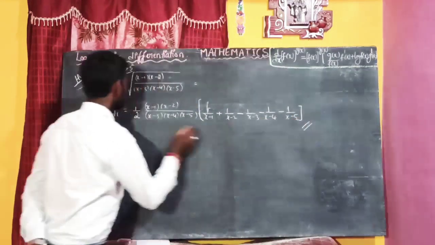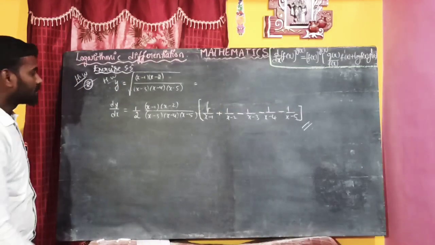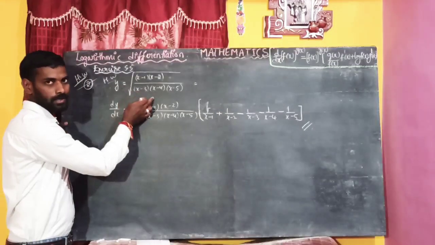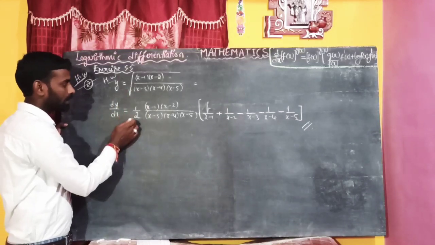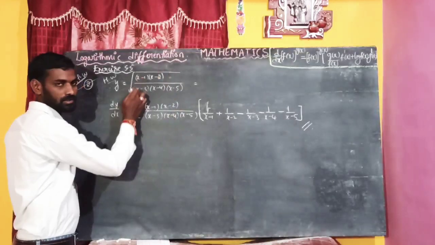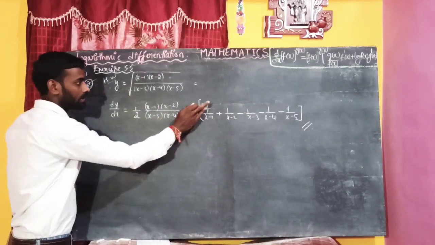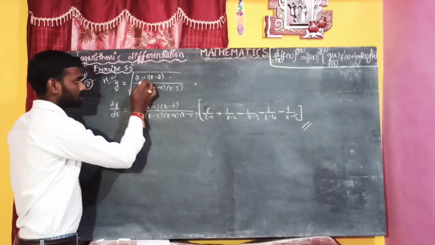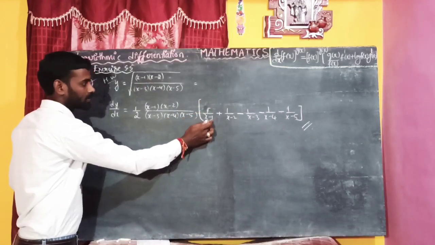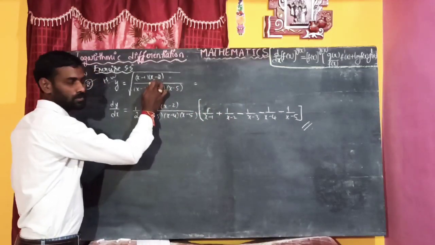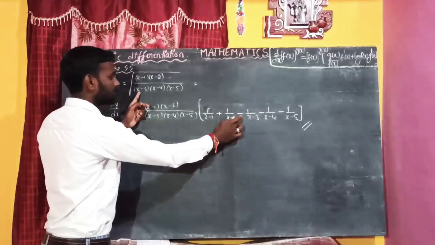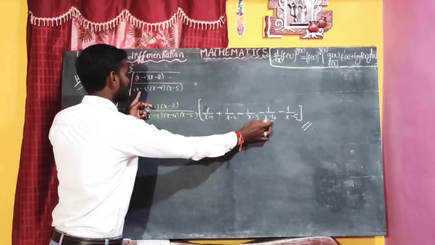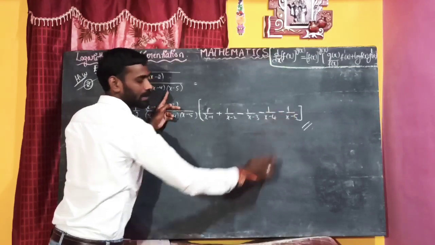Okay guys, for this question, the derivative of this function with respect to x, or dy by dx, is equal to 1 by 2 into this function, into 1 by x minus 1 plus 1 by x minus 2 for the numerator, minus 1 by x minus 3, minus 1 by x minus 4, minus 1 by x minus 5.